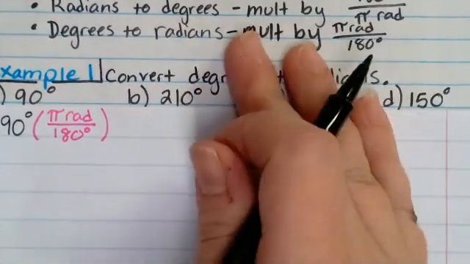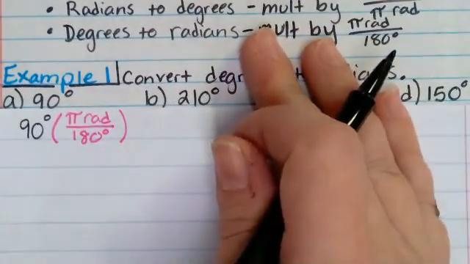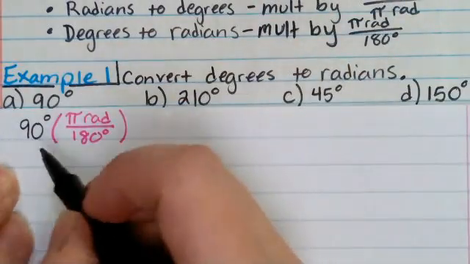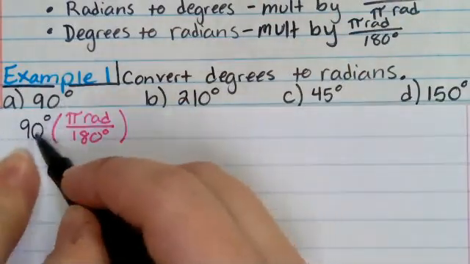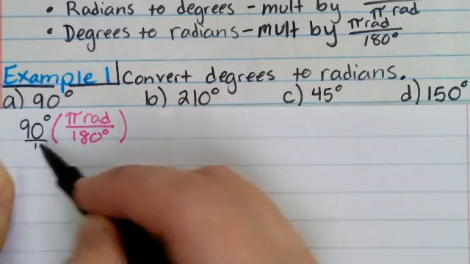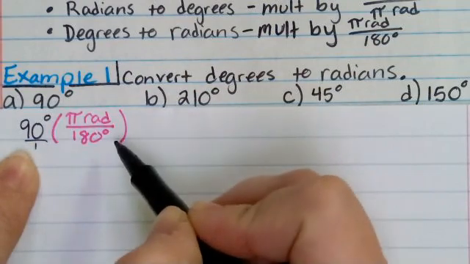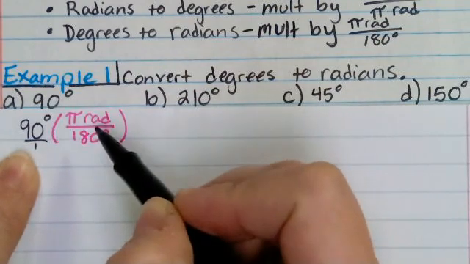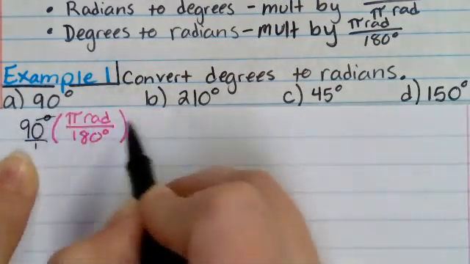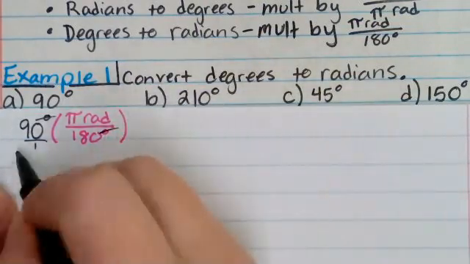Okay, so this shouldn't be too bad, but it's important for us to do it. What's nice here is that this 90 degrees is in the numerator. You could think of this as 90 over 1, right? So this degree is in the numerator and the degree on the 180 is in the denominator. They cancel out. That's why we want the 180 degrees on the bottom.